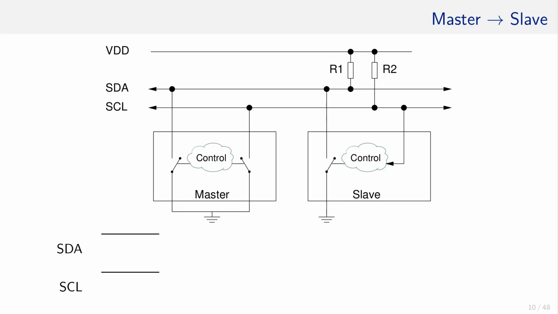The master has the rights to pull down SDA as well as SCL. The slave, on the other hand, can pull down SDA but can only sense what is on SCL. In this scenario, both wires are held in a high state currently.